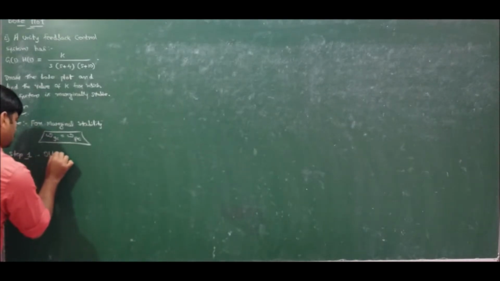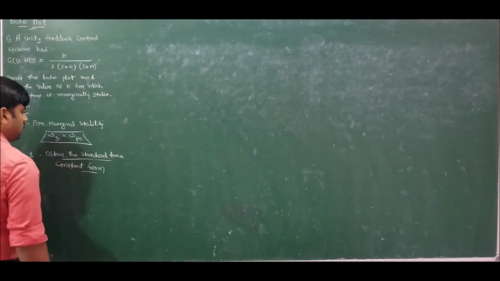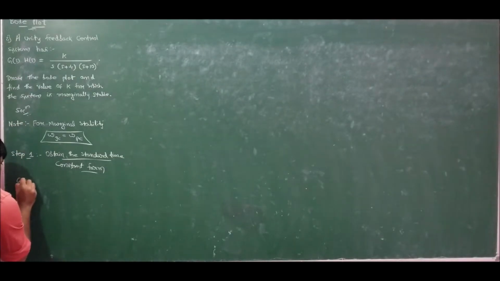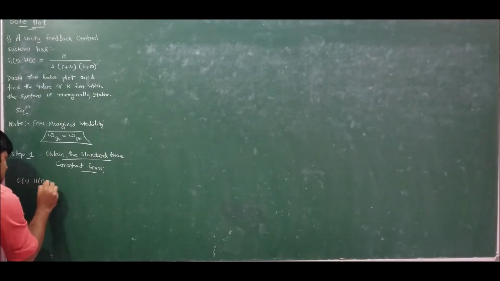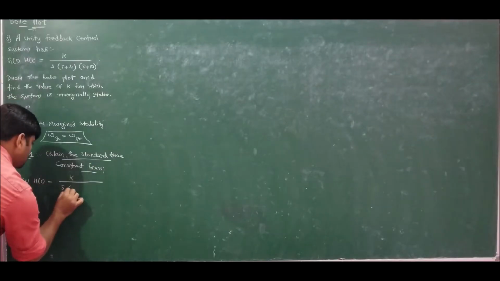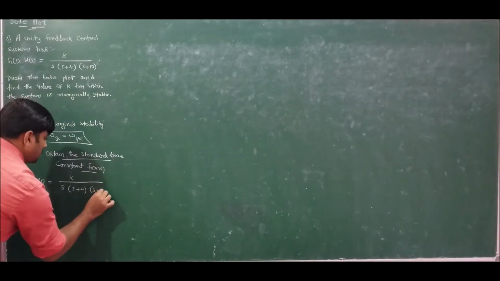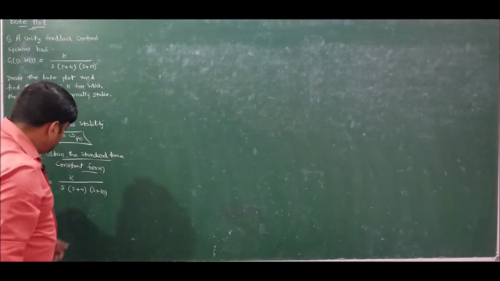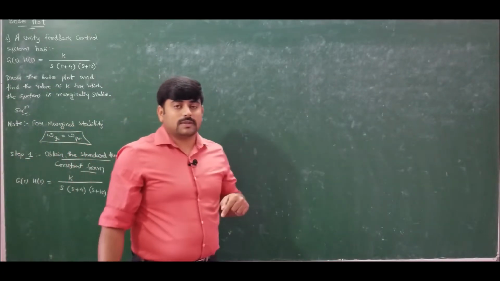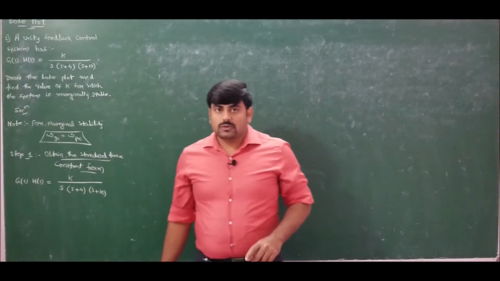Obtain the standard time constant form. The given equation is of the form G(s)H(s) equal to K divided by s(s+4)(s+10). Correct? If you carefully observe, we have the constant K, whose numerical value is not known. We should find out how much K is, and then we have one pole at origin and two simple poles.